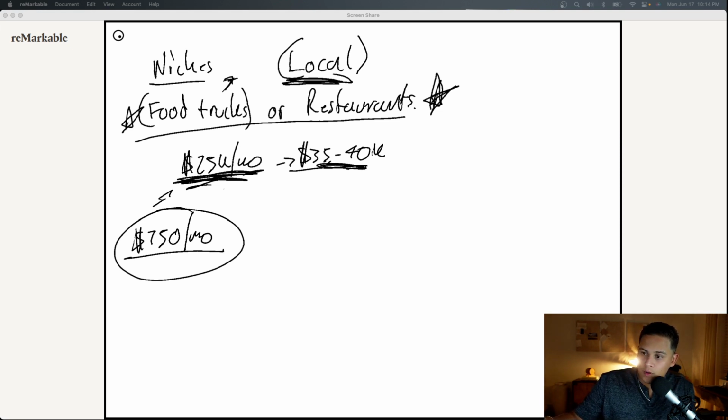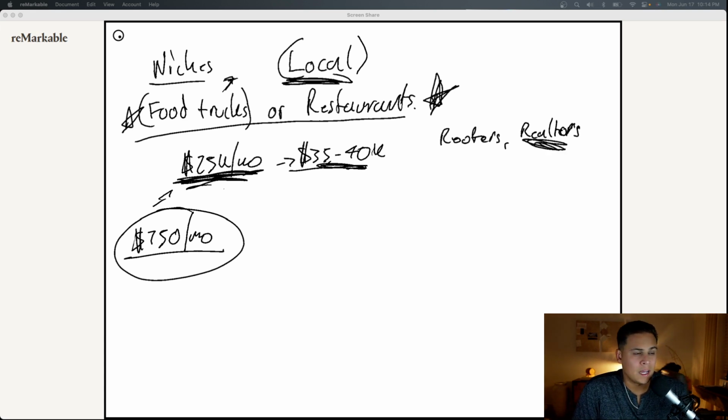The whole goal, let me look over my notes here real quick before I jump off track, but food trucks and restaurants are probably the easiest that you could go after. You could also go after local services, right? So like roofers, let's write that down here. Roofers, realtors is a good one. Realtors is probably really cool, especially right now, just because the market is kind of in a stalemate.